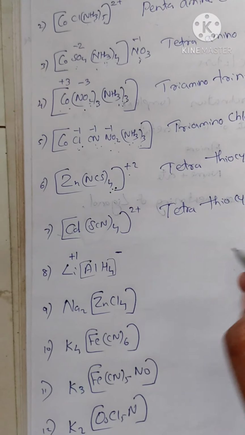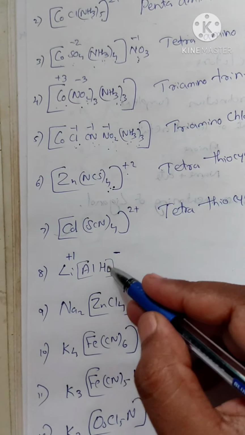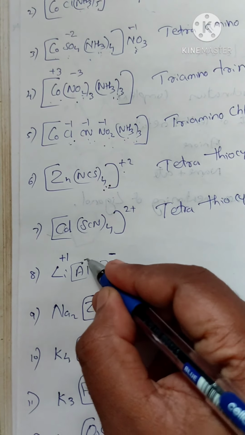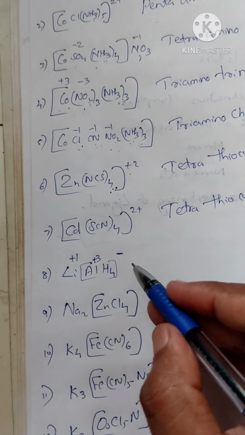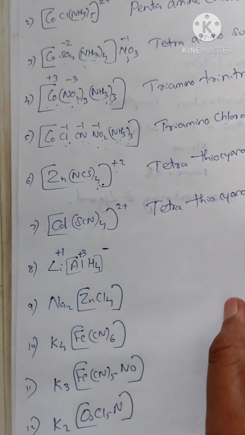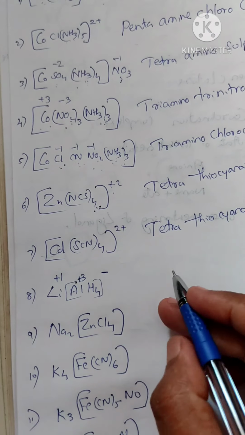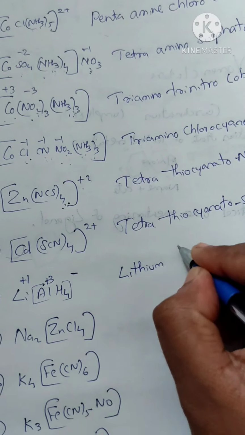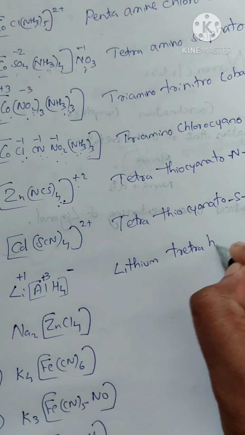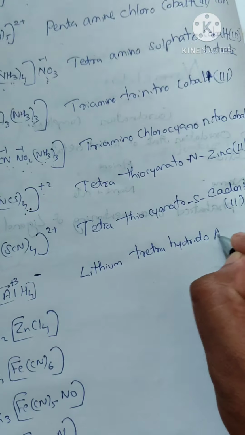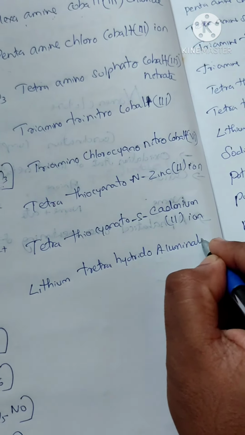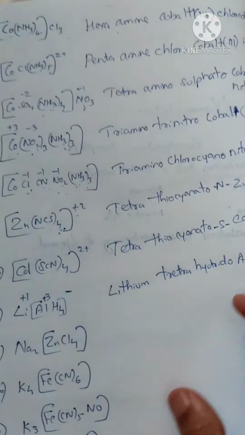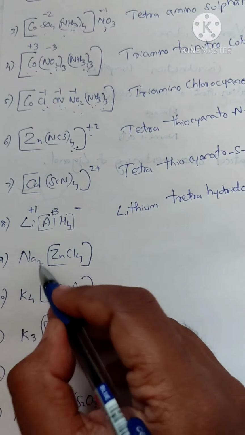Lithium ion charge is positive one. And what is the oxidation state of aluminum? These hydrogens all exist as minus charge. So there will be 4 minus. So the aluminum charge will be plus 3. Hydride is minus 1 charge and aluminum is plus 3 charge. So the name is lithium tetrahydroaluminate 3. Lithium tetrahydroaluminate. What is the oxidation state? 3.